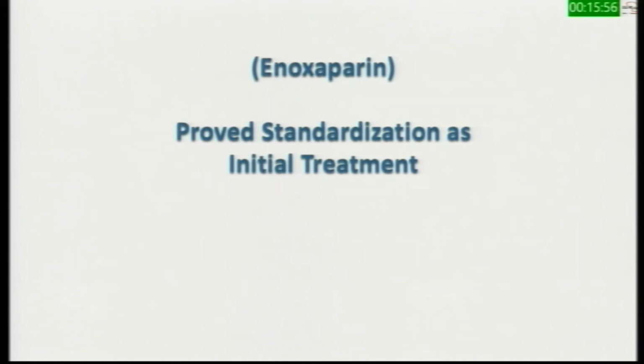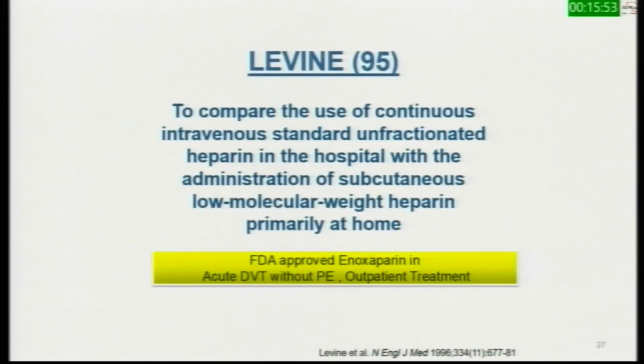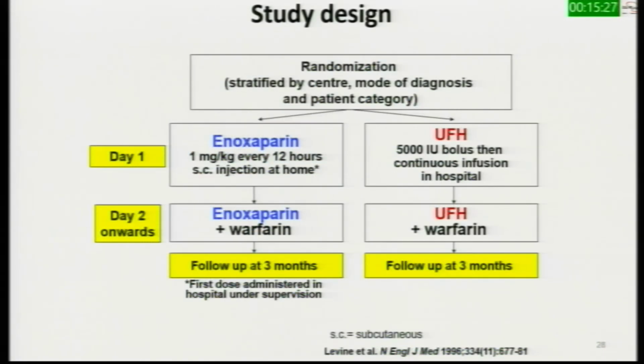Enoxaparin proved standardization as initial treatment. The Levine study compared the use of continuous intravenous standard unfractionated heparin in hospital with the administration of subcutaneous low molecular weight heparin primarily at home. The FDA approved the use of enoxaparin in acute DVT without pulmonary embolism as an outpatient treatment. This is the design of the study that compared treatment in hospital and at home, and approved the use of low molecular weight heparins at home.